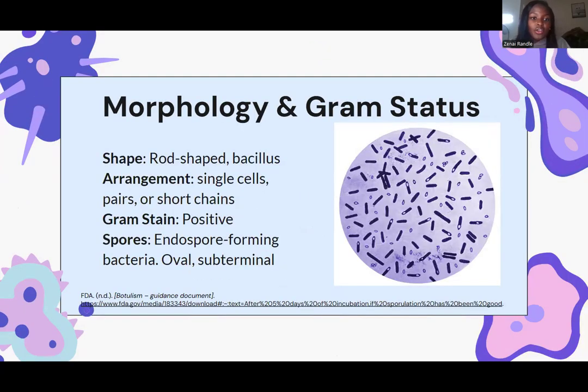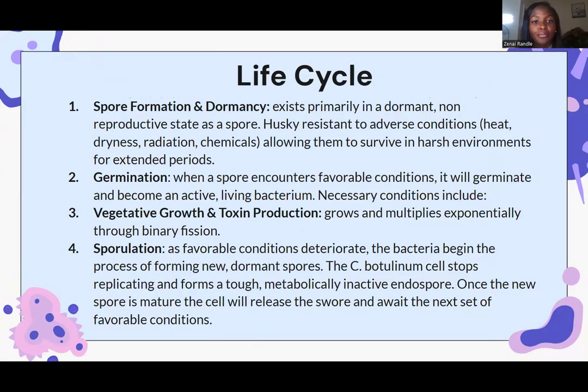So for morphology and gram status, it's rod-shaped and bacillus, single cells, pairs or short chains. It gram stains positive, and it's an endospore-forming bacteria, oval and subterminal.